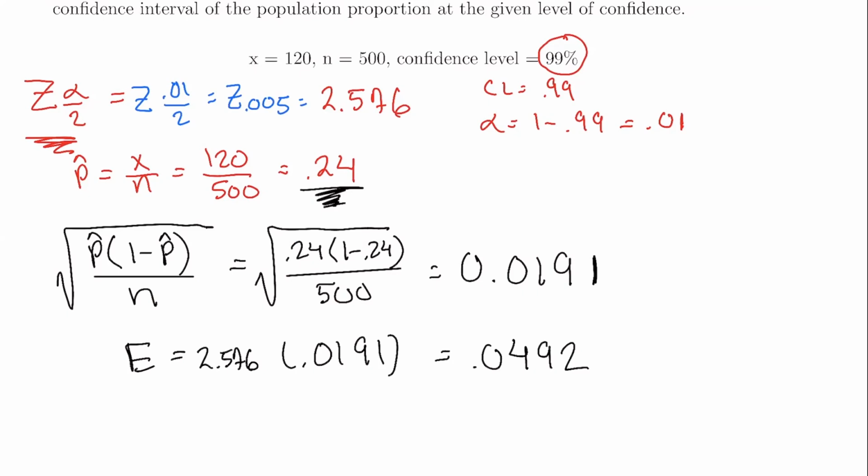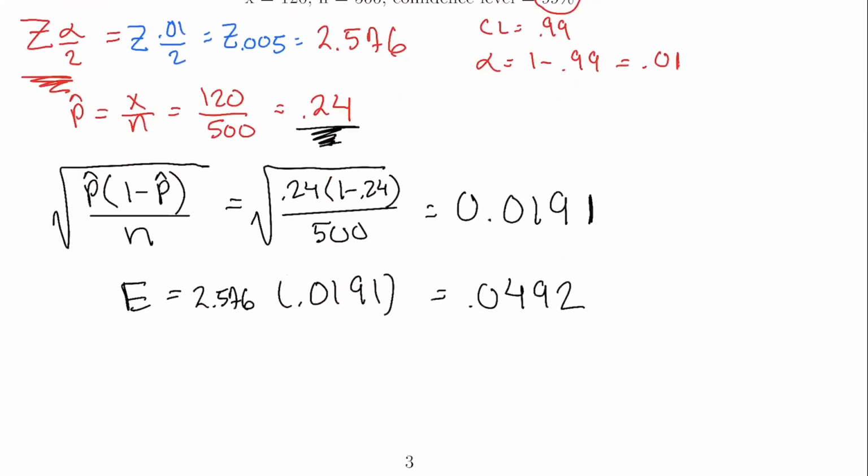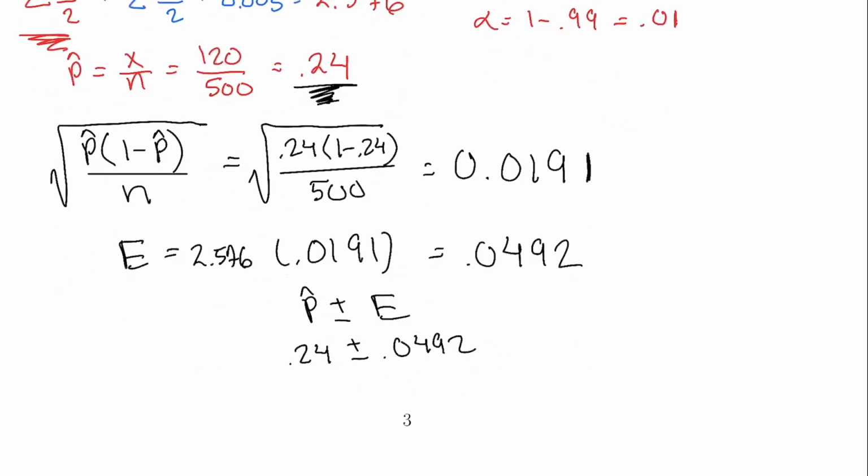All right, so the last step that we want to do, we want to find the confidence interval. If you remember from the formula, to find the confidence interval, you get p hat plus or minus the margin of error. So p hat, we found it to be 0.24, plus or minus the margin of error, which we found to be 0.0492.